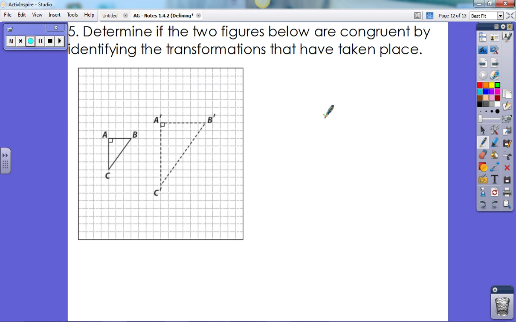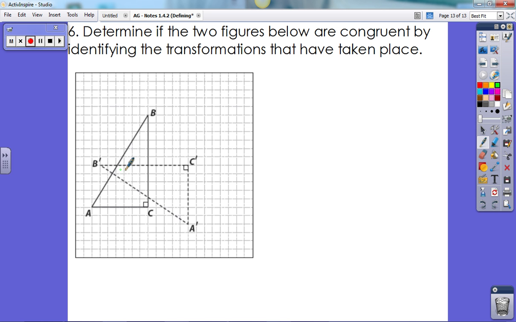Again, if I'm going to determine if these two figures are congruent, it looks as though they are not the same size. And remember, that would show that it's not congruent. This would actually be a dilation. And later on, we'll talk about similarity and similar figures using dilations. But right now, we're just focusing on congruent figures.